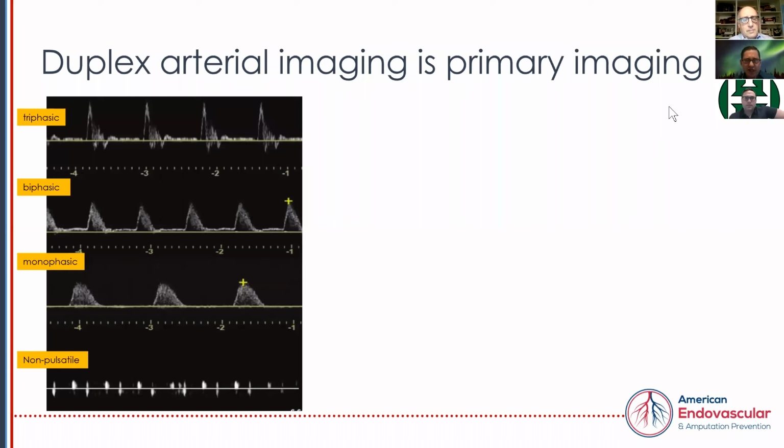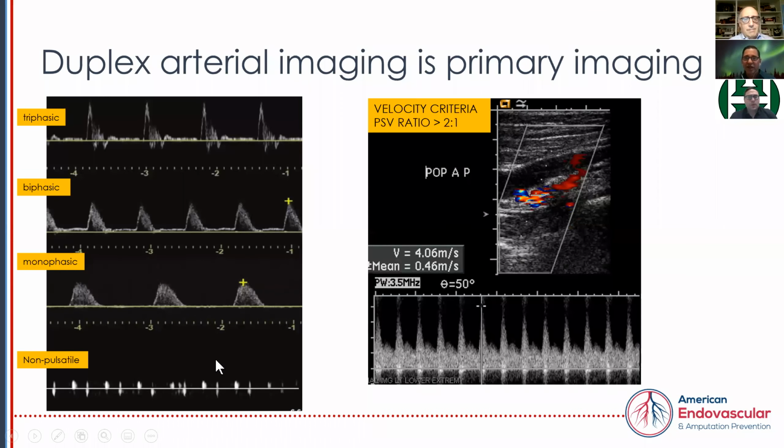And you can also see, as you look, that these signals get noisier. You get spectral broadening due to turbulent flow downstream from the stenosis. And obviously, no pulse is no pulse. And we have very specific criteria at the site of the stenosis: a velocity ratio of the velocity at the site of stenosis to the velocity proximal to the stenosis of 2 to 1.